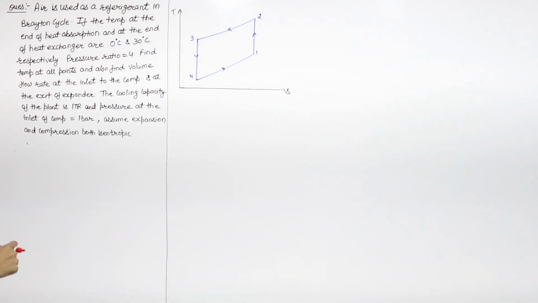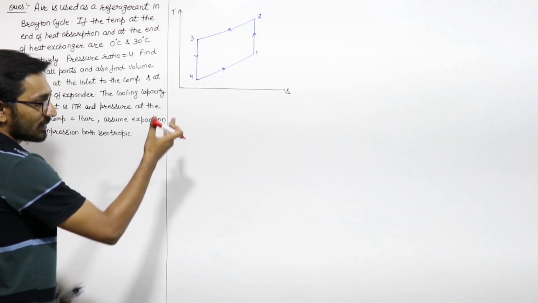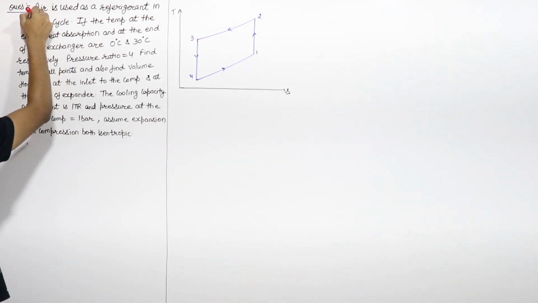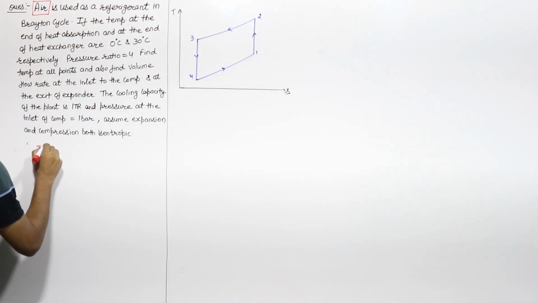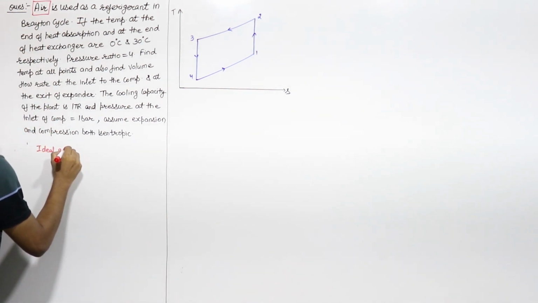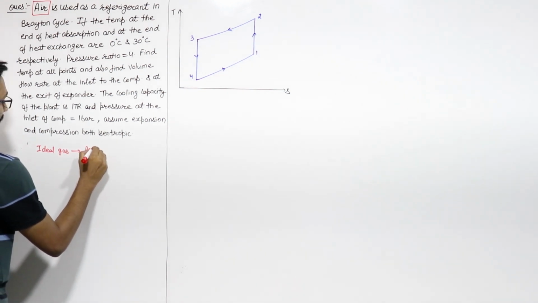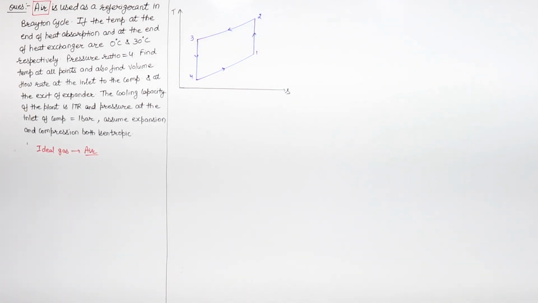Air is used as a refrigerant in a Brayton cycle. In this cycle, air is used as a refrigerant. If air is used, that means ideal gas is given. I am writing here the given data. Ideal gas is given because it is saying air is used, right?